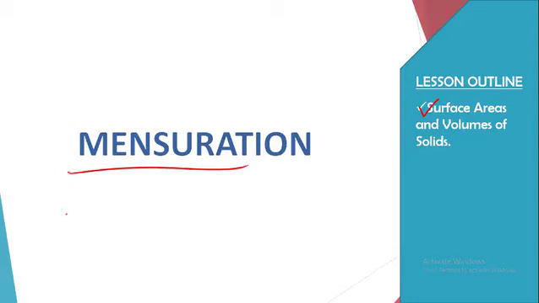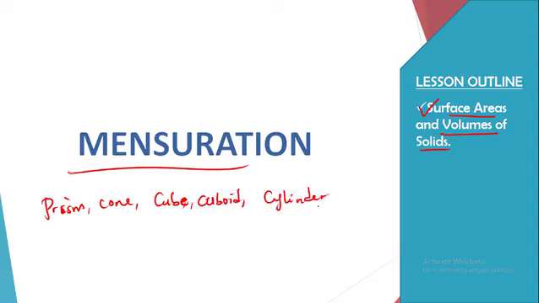In our previous class we talked about the surface areas and volumes of solids like prism, cone, cube, cuboid, cylinder, and so on and so forth. But today we'll be looking at examples of these surface areas and volumes of the solids.